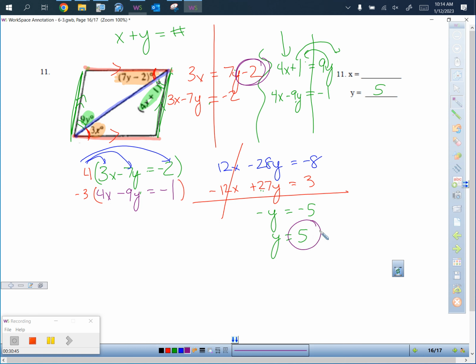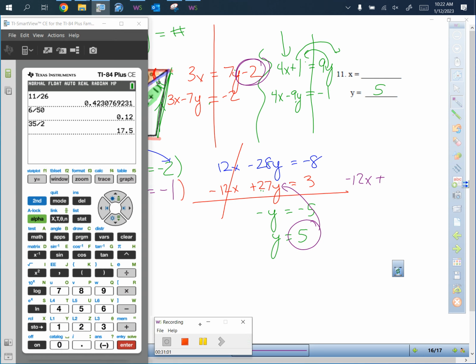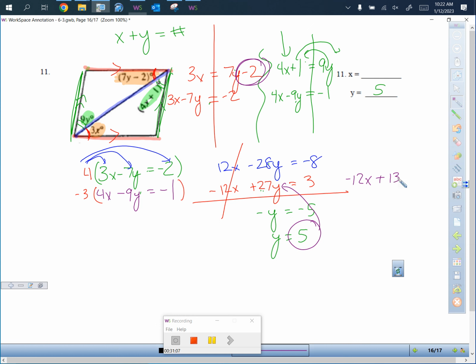So I'm going to just keep it simple and go right there. I'm going to put that 5 in for a y. So wherever you want to go, I don't care. You can go back up here where the numbers were smaller. It's up to you. But 12x plus, grab your calculator and take 27 times 5 if you need to. 27 times 5. It's 135. That's what I got. Equals 3. And then just solve for x.